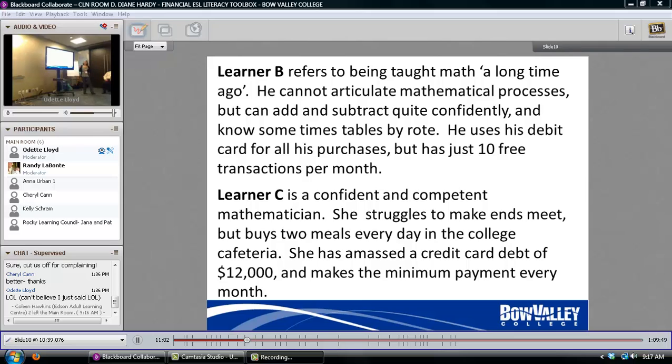They use their debit cards for everything. But what they don't maybe do is look at the best plan for what type of debit card they should have or what kind of account they've opened. So they use their debit card all the time, but it turns out they only have 10 free transactions per month. And then there's Learner C, who's quite a confident mathematician.